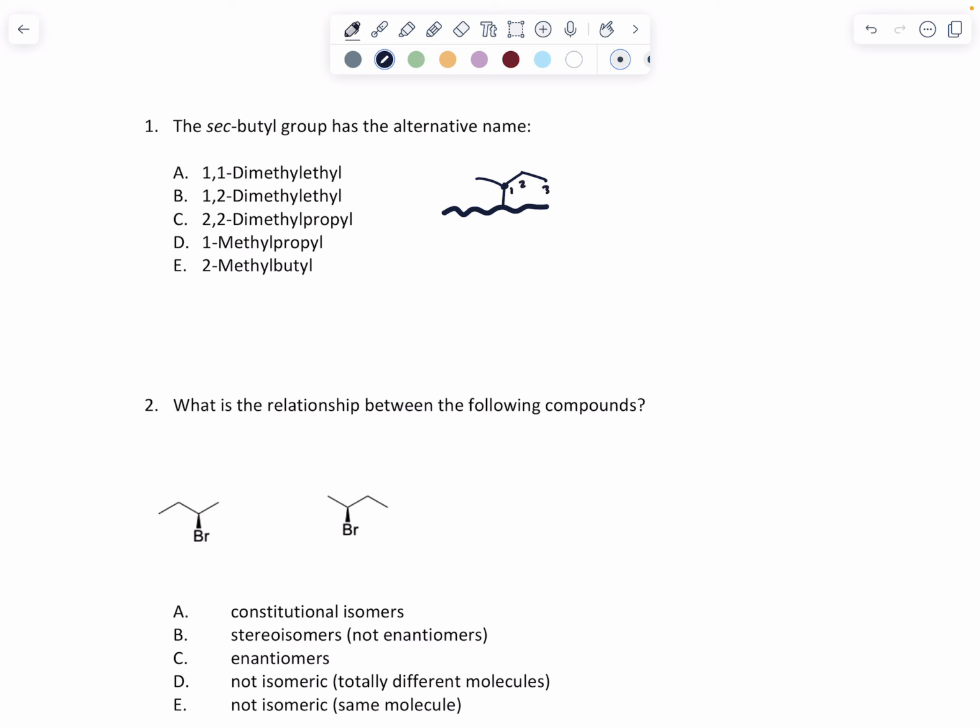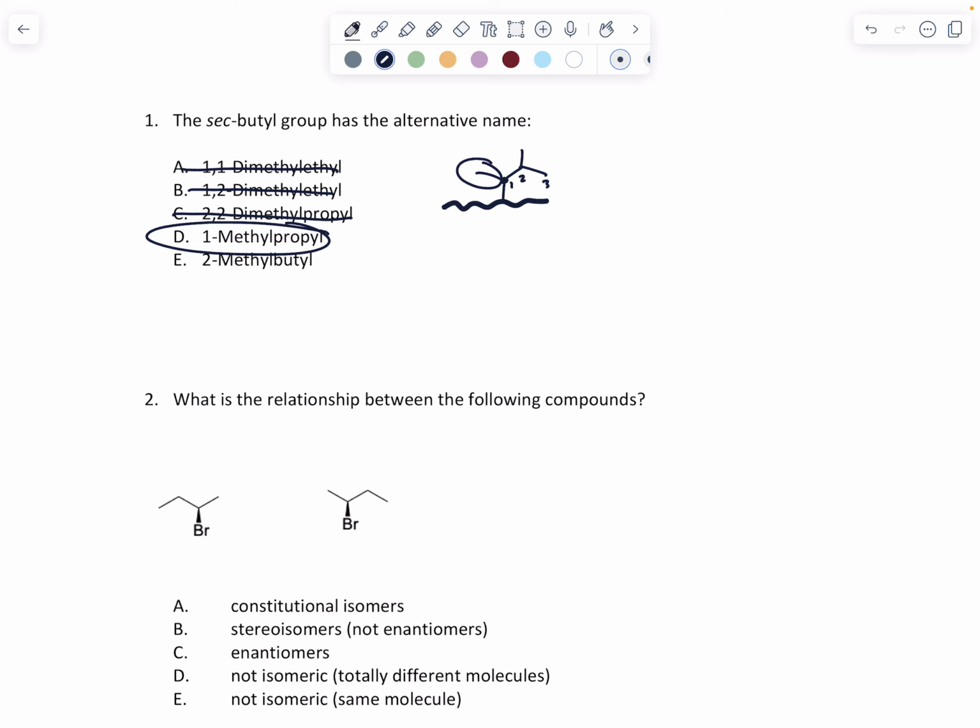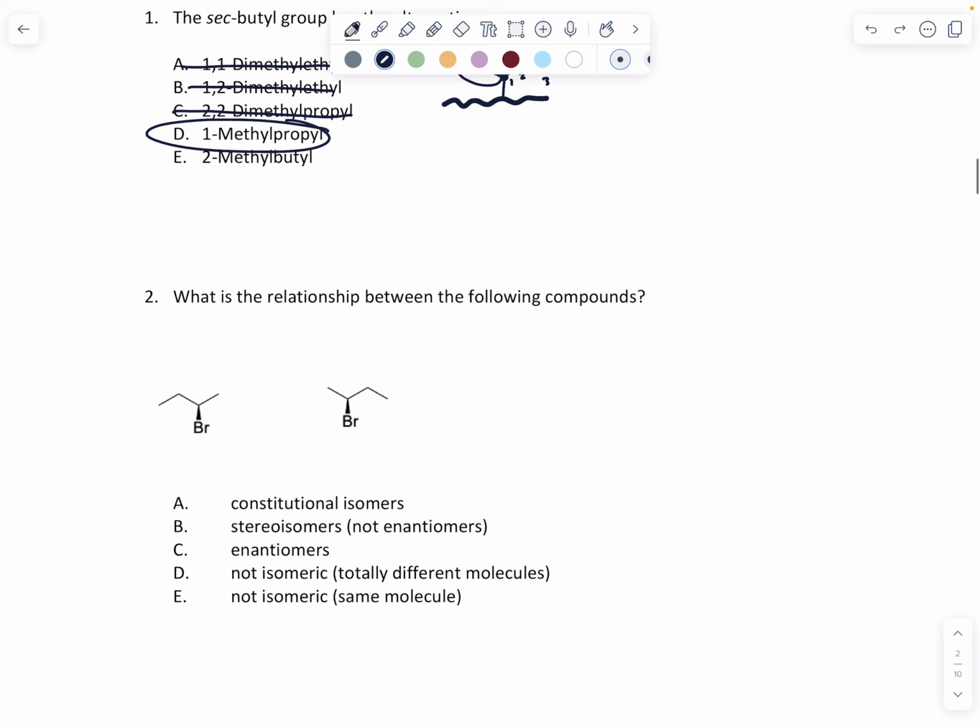So there's 3 things here. So this is propyl, so we can get rid of either of the ethyls. And then we have 1 methyl. There's a methyl at the first position, so it would be this one. There's not 2 methyls. If there was 2 methyls, it would look like that. If it was 2,2-dimethyl, it would look like that. That would be neopentyl. And if it was 2-methyl, it would look like that, and that would be isobutyl.